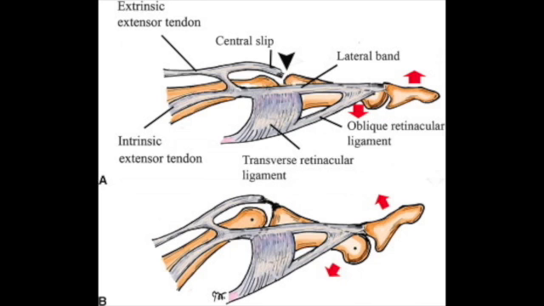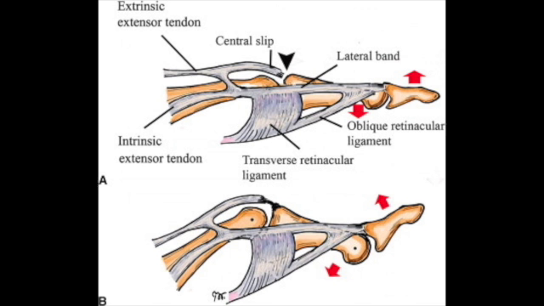Next, the boutonniere deformity. The mechanism is a sharp force against the tip of a partially extended digit, leading to hyperflexion at the PIP joint with hyperextension at the DIP. So it looks like an actual boot for boutonniere. Disruption of extensor tendon at the base of the middle phalanx. Management is a splint PIP in extension for 4 to 6 weeks with a hand surgery follow-up.